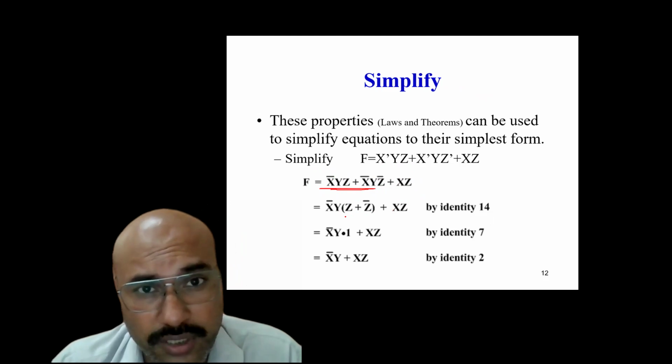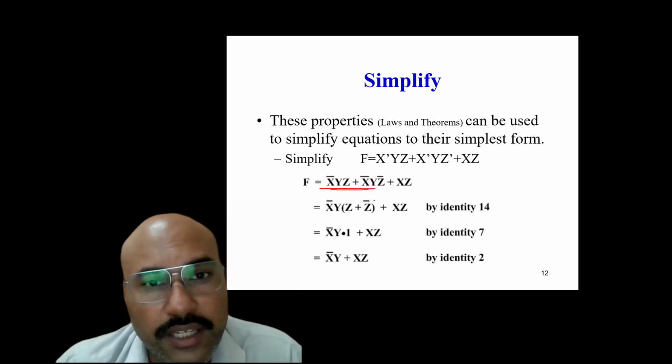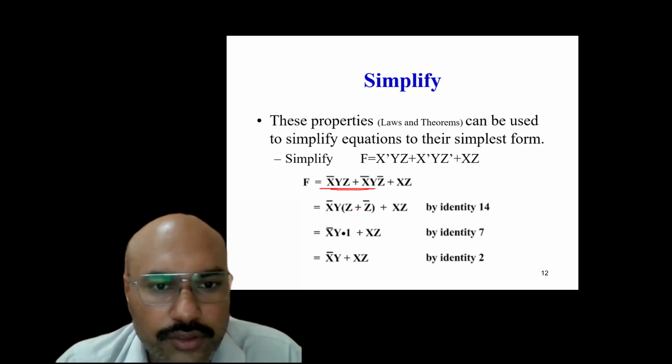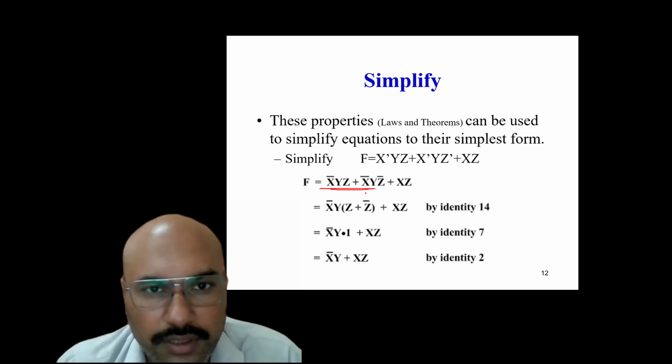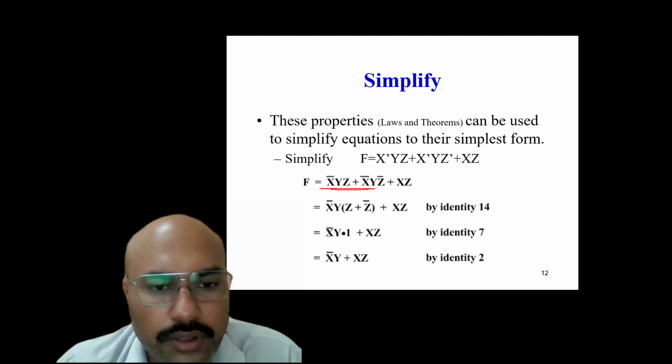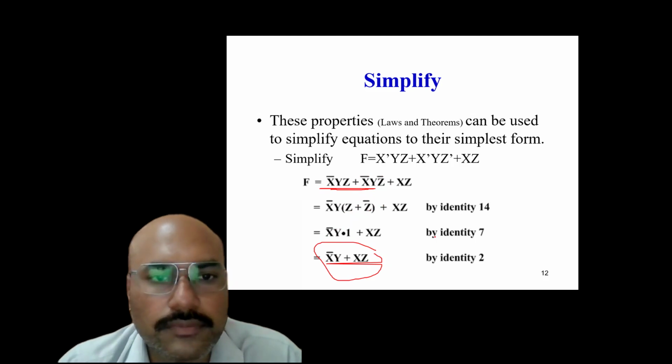So this is what the absorption law is. When you take x bar y common with the help of the distributive law, this z plus z bar becomes 1, right? So you have nullified the z from these two min terms. You have absorbed the z. That's why it's called absorption. So what is left is x bar y plus xz. This is the final solution. You cannot reduce it any further.